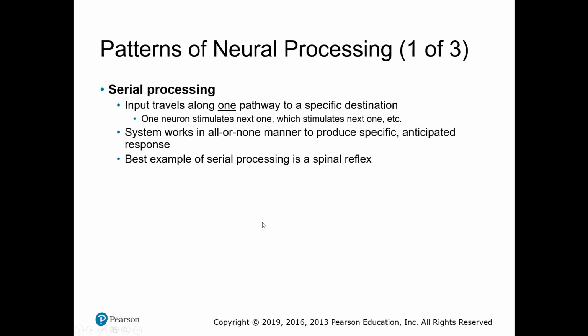Now, the way we process information, we can do it one of two ways. We can have serial processing, where we go from one neuron to the next neuron to the next neuron, giving us an all or nothing response. Spinal reflexes, where we have a sensory receptor, a sensory neuron, an interneuron, a motor neuron, and an effector. That is serial processing. One pathway to get us there.